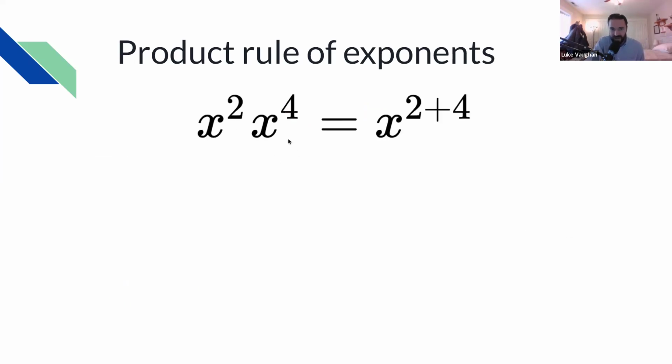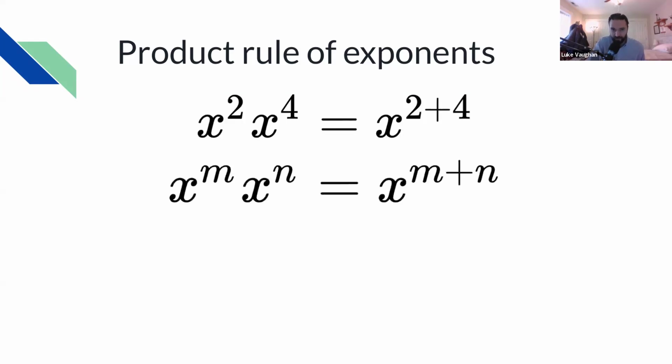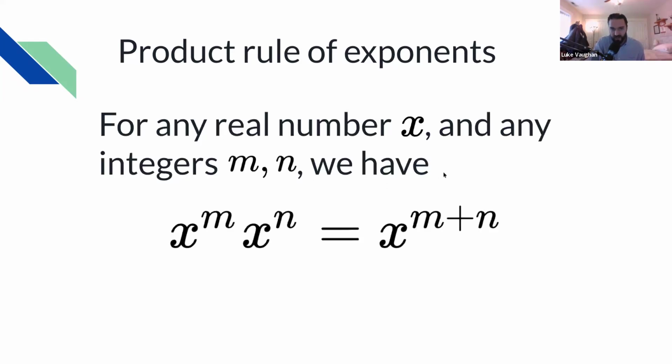So when we have the same base being multiplied together with two different powers, this rule says that we can condense the base into one and raise it to the sum of the powers. We can generalize this for any numbers m and n. For any real number x and any integers m and n, we have x to the m times x to the n is equal to x to the m plus n.